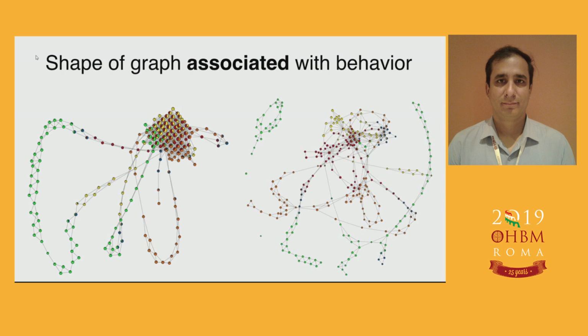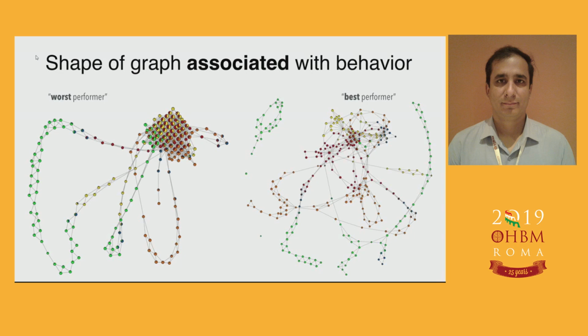Okay, things get very interesting when you look at shape graphs of different people. So, quick quiz time. One of them is the best performer across all tasks. One of them is the worst performer. How many people think the left one is the best performer? Great. How many think the right one is the best performer?